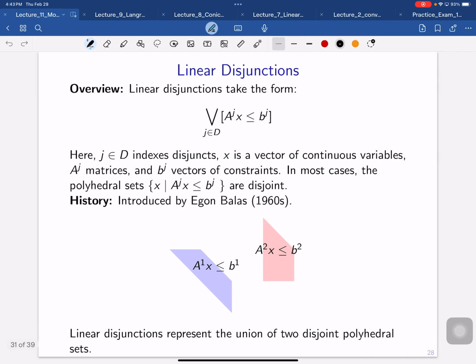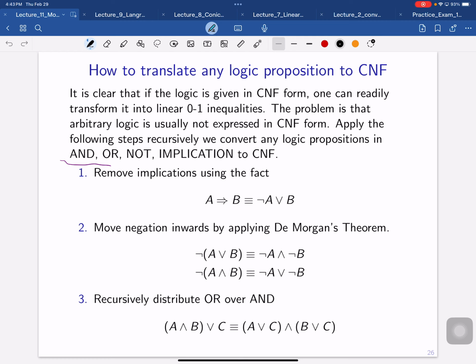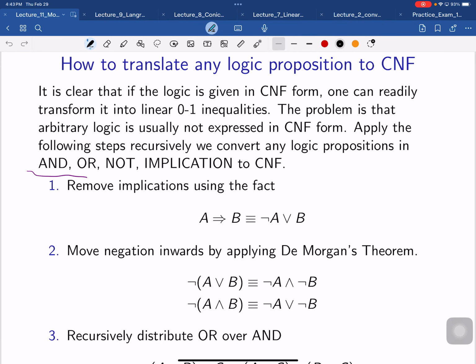Yeah, so you can take a very quick review of this guideline, right? When you want to formulate a propositional logic in terms of 0, 1 integer variables, we take this form, right? This is a way of translating any logic proposition into conjunctive normal form. If you have a conjunctive normal form, it's very easy to write it in 0, 1 inequalities. So here's the step, right?